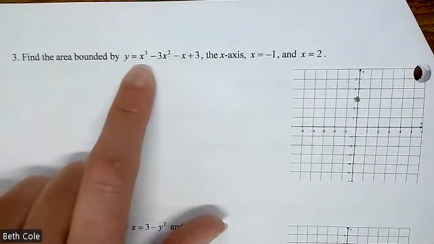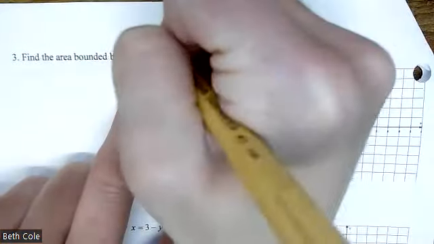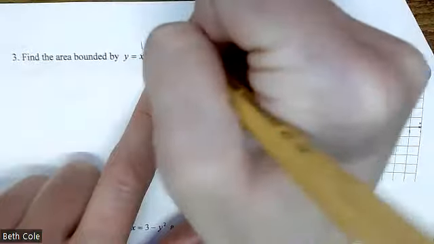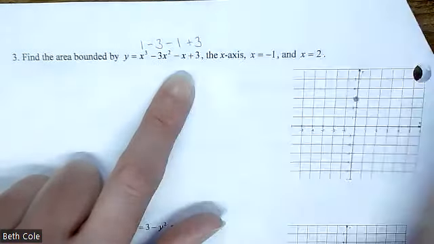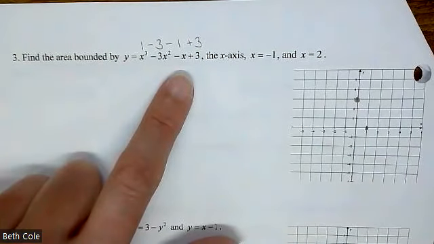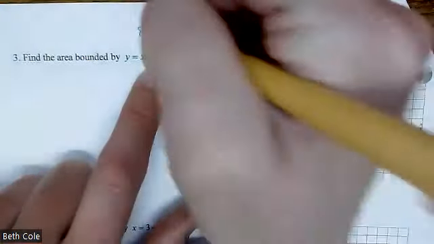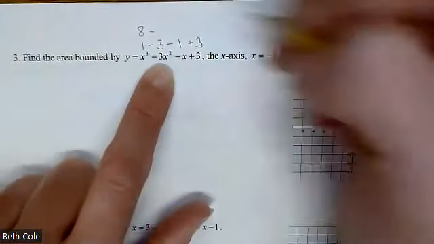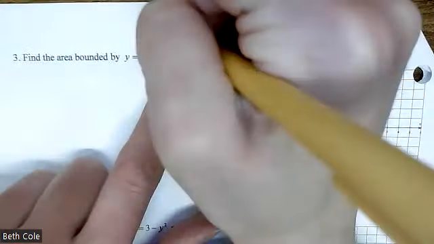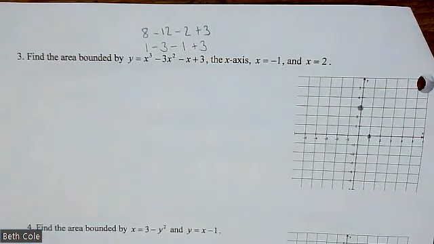Let's try 1. If you plug in 1, and I'm just going to write it so I don't lose track of what I'm doing. That would give you 1 minus 3 minus 1 plus 3. So 0, good. So 1, 0. Let's try 2. 2 cubed, 8 minus, all right, 2 squared is 4 times 3, 12 minus 2 plus 3. So negative 3, I think. Negative 3.